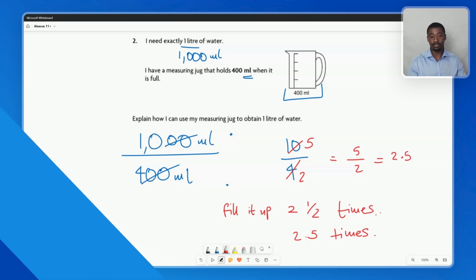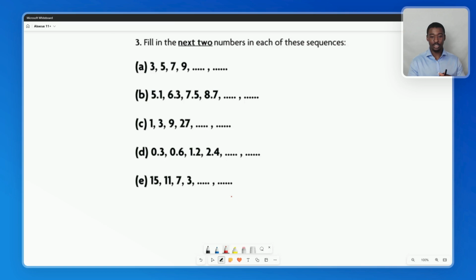Okay, so for our next question, we have some sequences and we need to fill in the next 2 numbers. So this is all about recognizing the patterns, right? We're going to try and work out the thing that links the first 4 numbers together. And then we're going to use that pattern to work out what the following numbers should be.